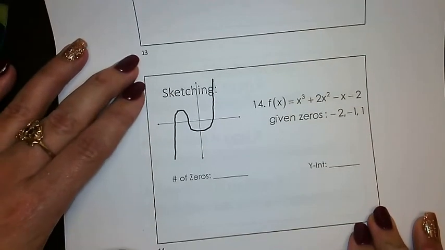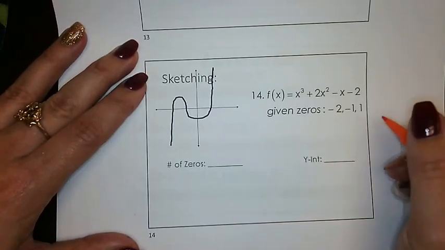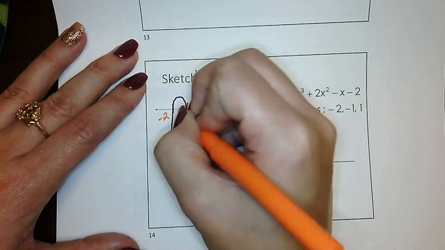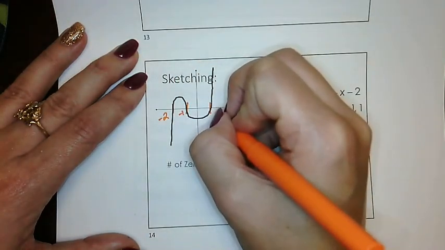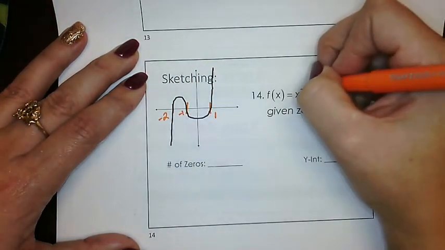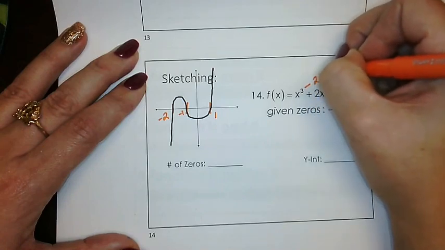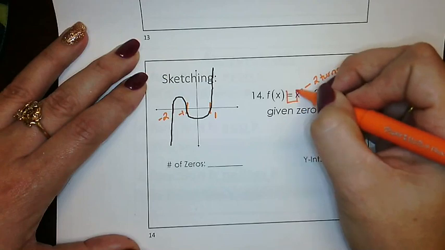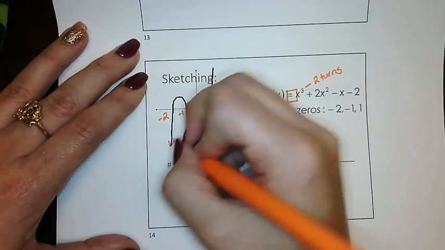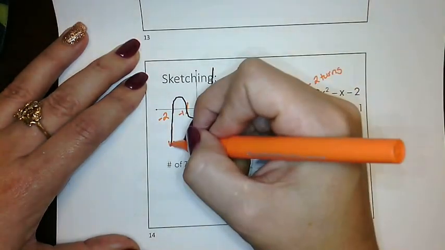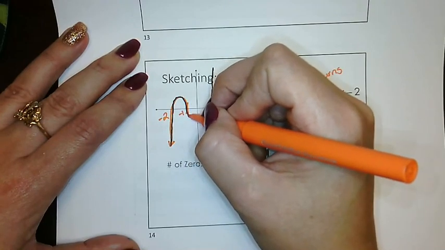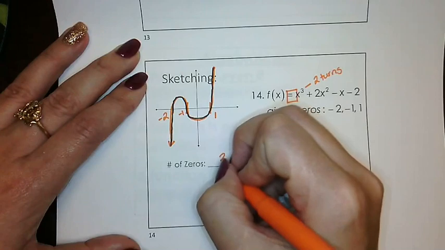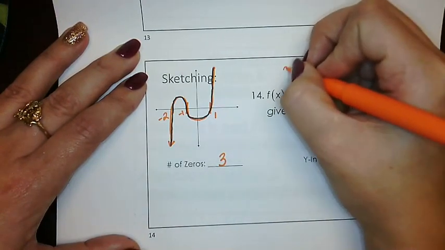Let's do another little rough sketch. My zeros are at -2, -1, and +1. I have 2 turns, and it's going to start with my end down because the function's going up. So I'm going to start going up, turn at -1, turn again at 1. So I have 3 zeros because my degree is 3.